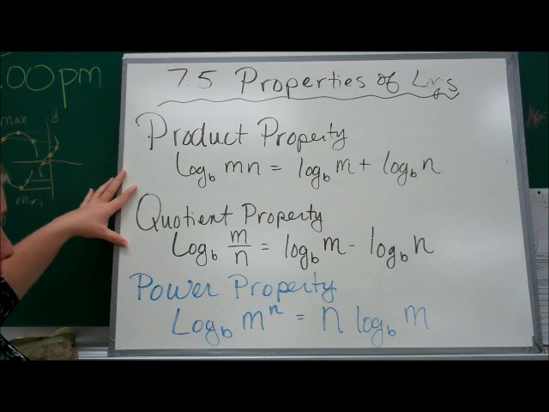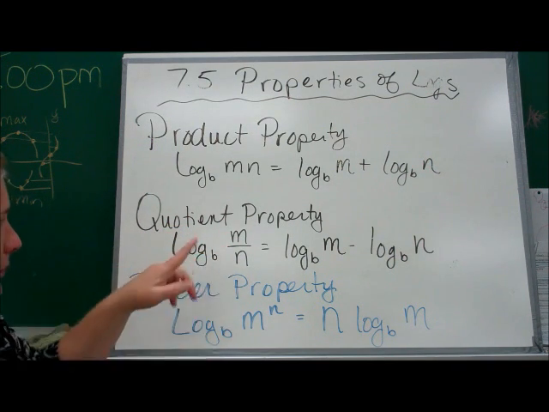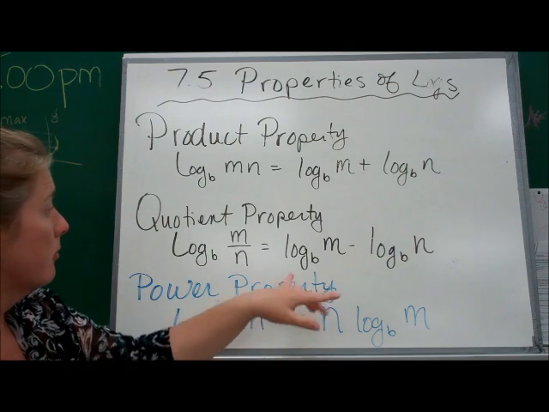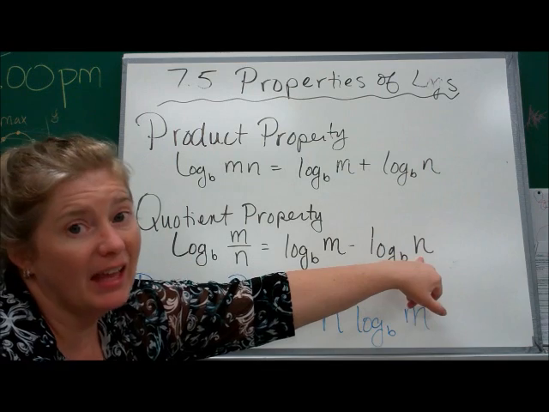Quotient property. Here we've got log base b of m divided by n. That becomes a subtraction problem. Log base b of m minus log base b of n.